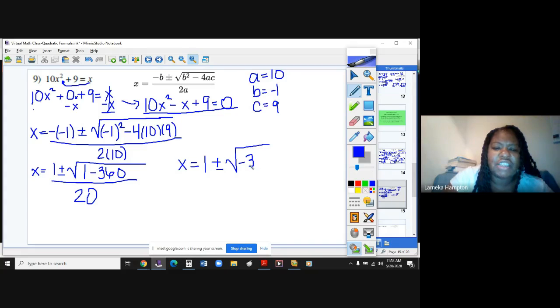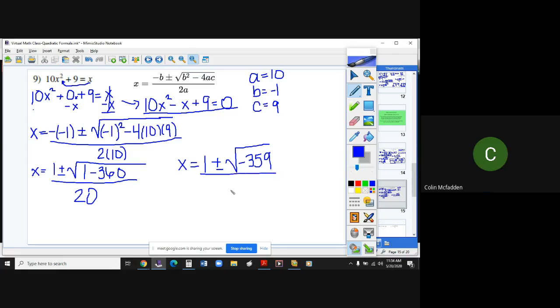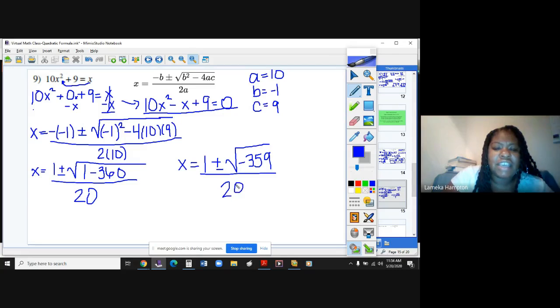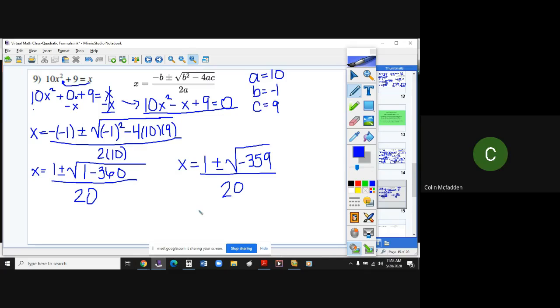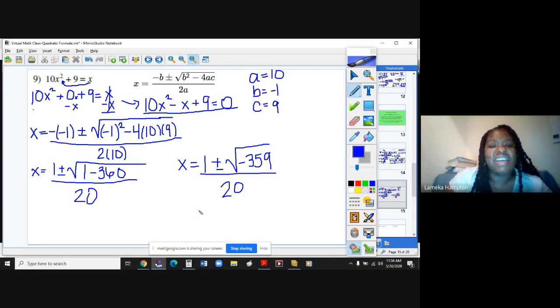So I have a question. Can I take the square root of a negative number? No. So because I cannot take the square root of this negative number, that would be considered what? Your final answer. Well, technically it is my final answer, but this would be non-factorable. Okay, so this would be non-factorable because I cannot take the square root of a negative number. It don't work. It just don't work.